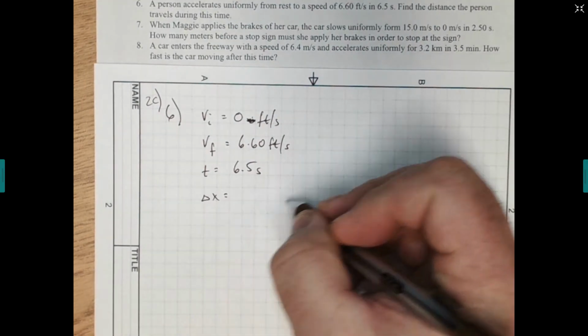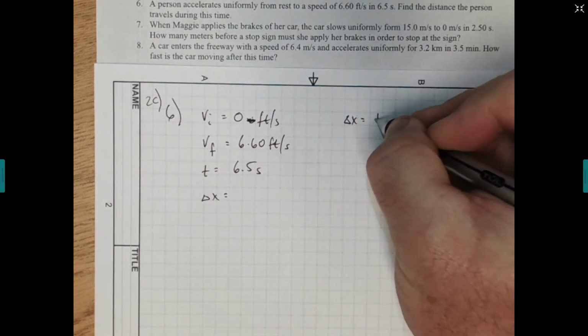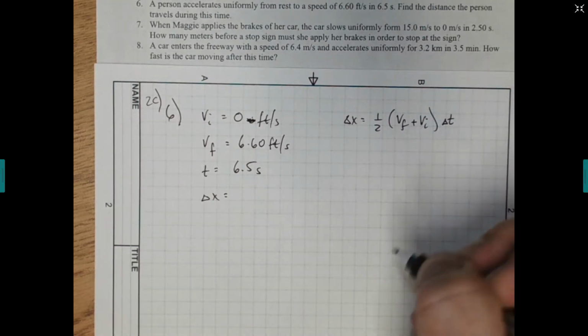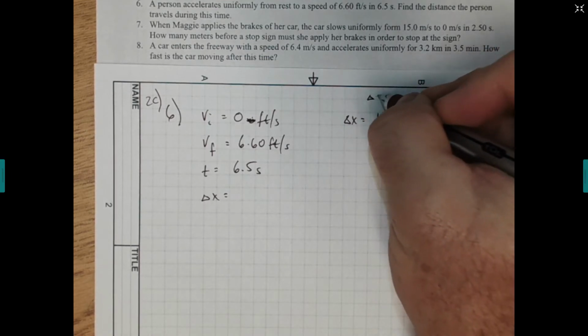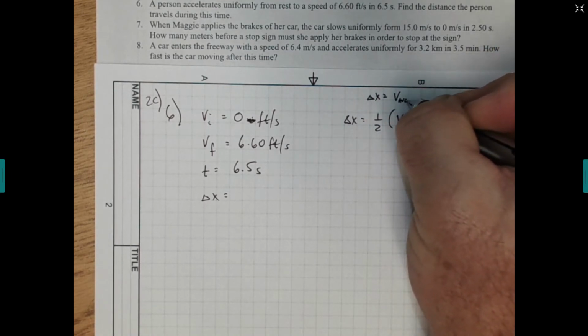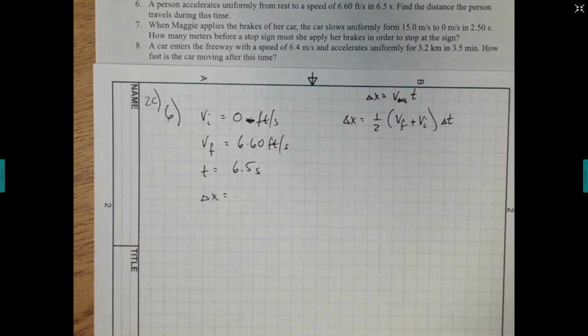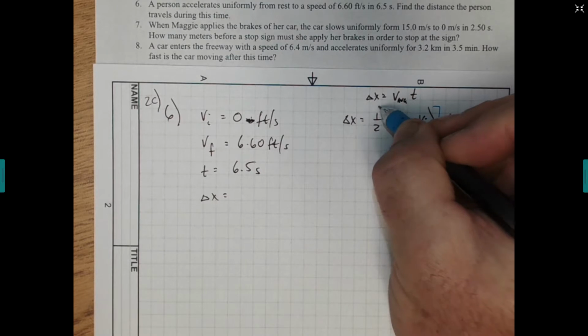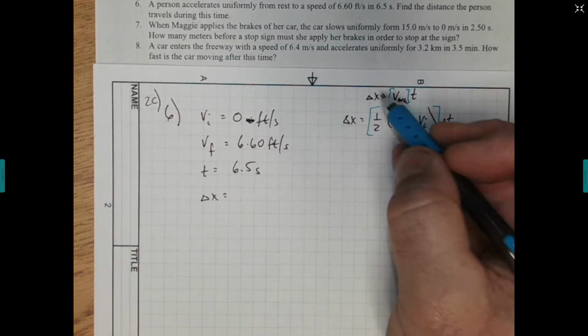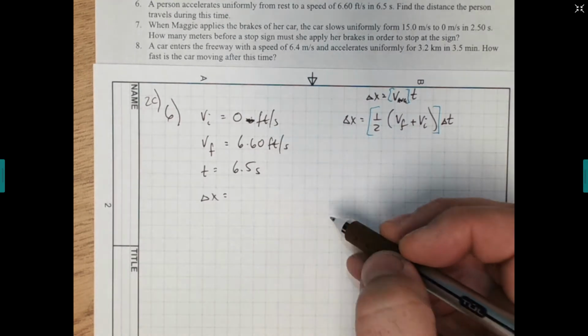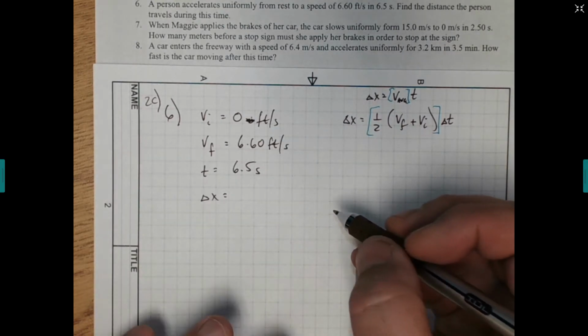If we look at this equation, it says delta x equals 1/2 times (VF plus VI) times delta t. We also had an equation that said delta x equals velocity, and this was an average velocity, times time. If we take two velocities and add them together and divide by 2, we have an average. So really, this little section right in here is just average velocity. We're really just rewriting the same equation a different way, so we can involve instantaneous velocities. We have all the information. It's all in seconds and feet per second, so we can just plug it in.